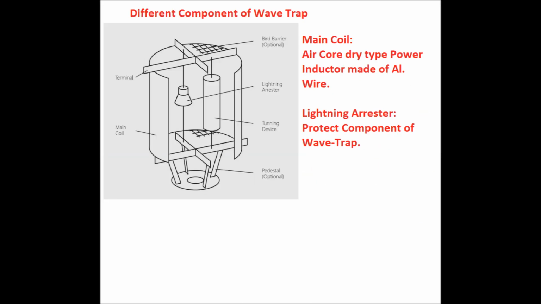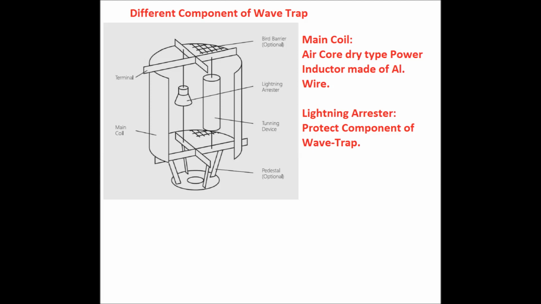The different components of the wave trap are shown in this figure. We have the main coil. The main coil is an air core dry type power inductor made of aluminum standard wire. The inductance of the wave trap for voltage ratings of 132 kV, 220 kV and 400 kV remains as low as possible, of the order of 0.5 millihenry.